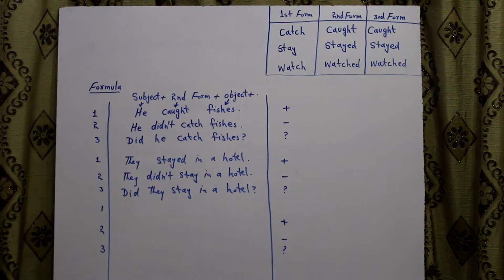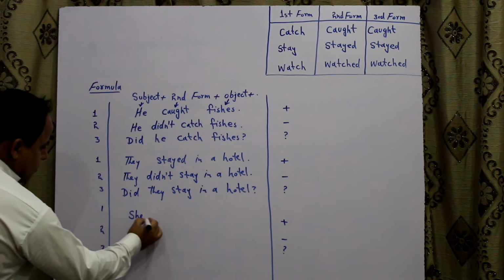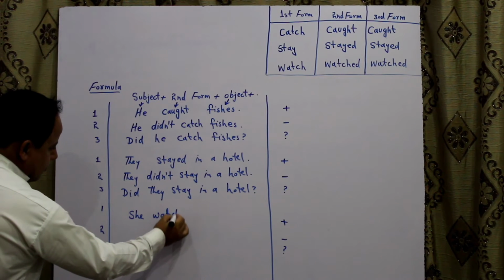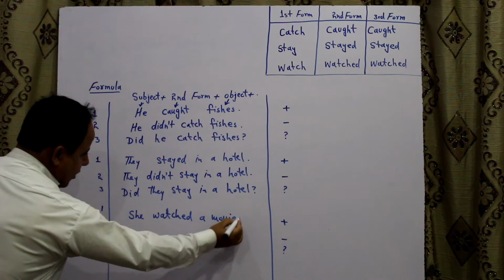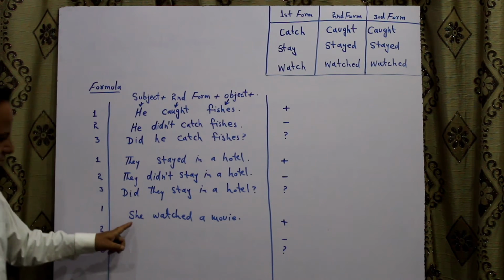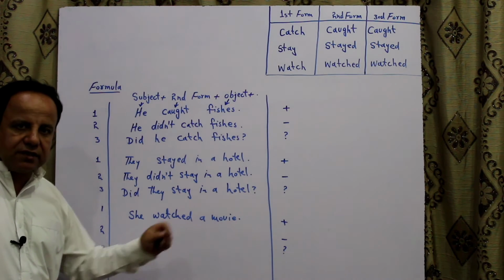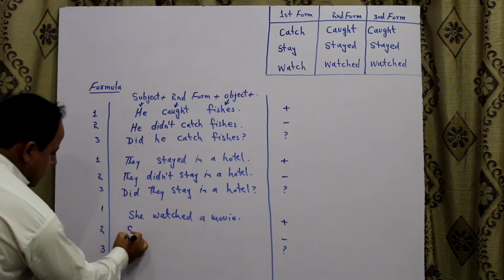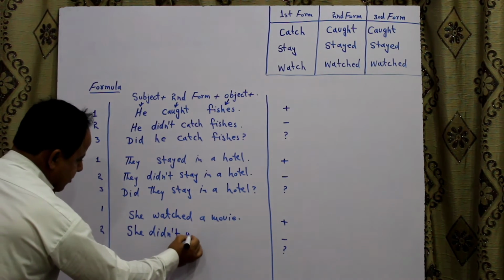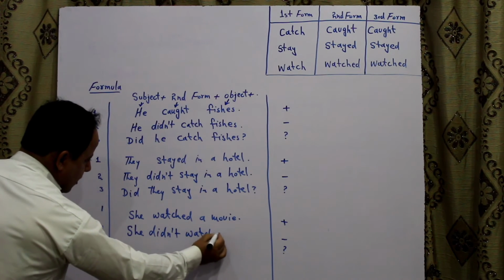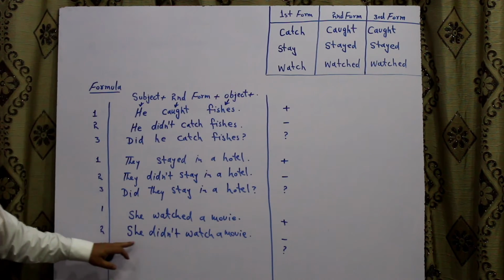The last verb is watch. She watched a movie. Now this is a positive sentence. She is our subject, watched is our second form, a movie is our object. Now how to make the negative sentence? Quite easy. After she we use did not: she didn't. After didn't we use the first form of the verb, watch, and a movie is our object. So the sentence becomes, she didn't watch a movie.